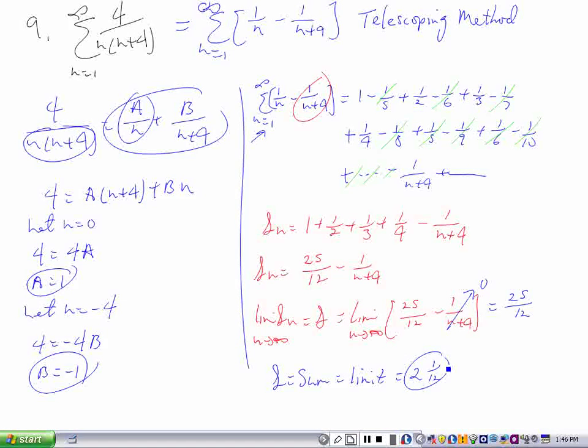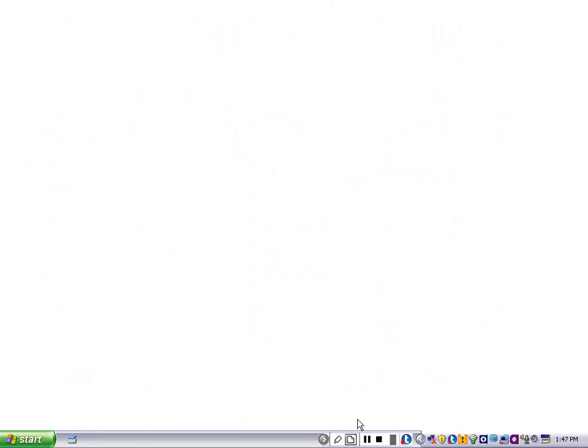Okay? So let's see, what else do we have? And so you find the sum of the convergent series, and whenever you have to use partial fractions, just always note you've got to use the so-called telescoping method. Number 10.